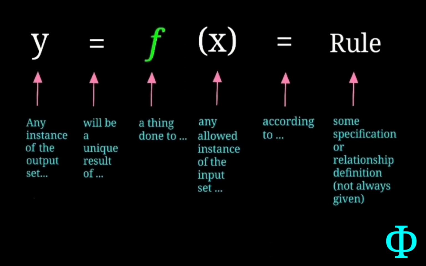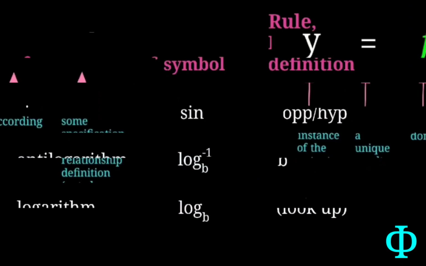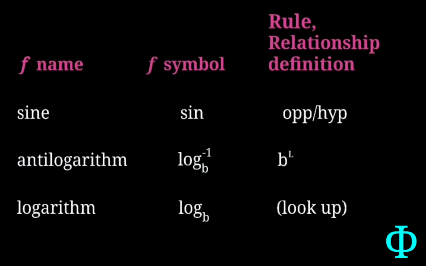Translating this notation into plain English. Any instance of the output set will be a unique result of a thing done to any allowed instance of the input set, according to some specification or relationship definition, which is not always given. A function definition can be ad hoc or part of a closed and highly defined system like logs and trig.